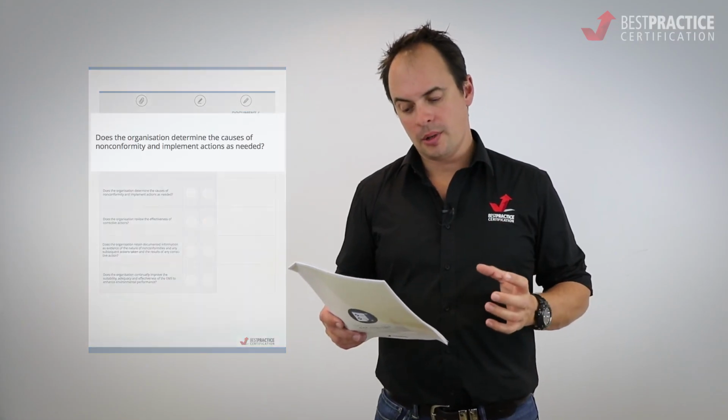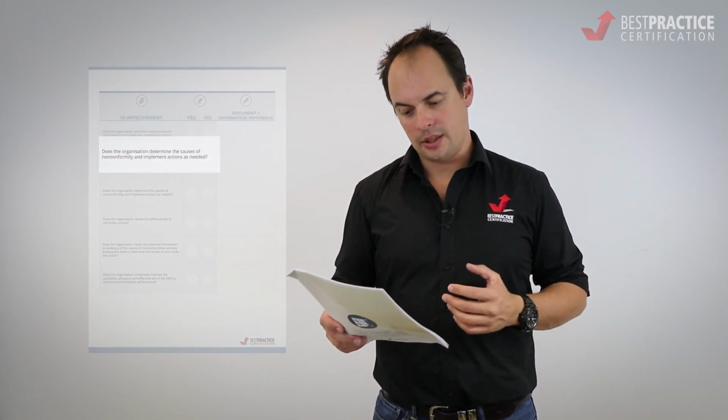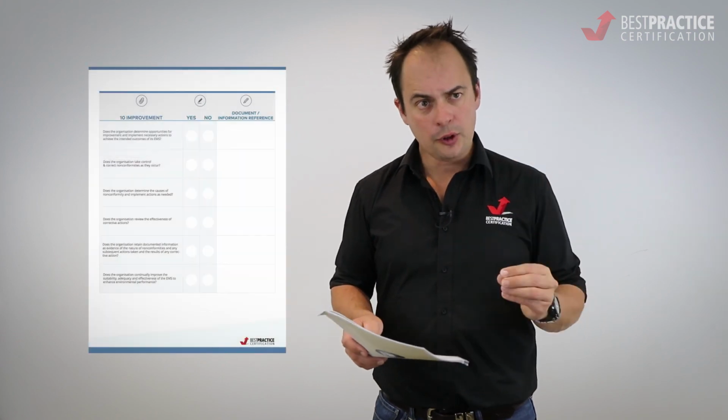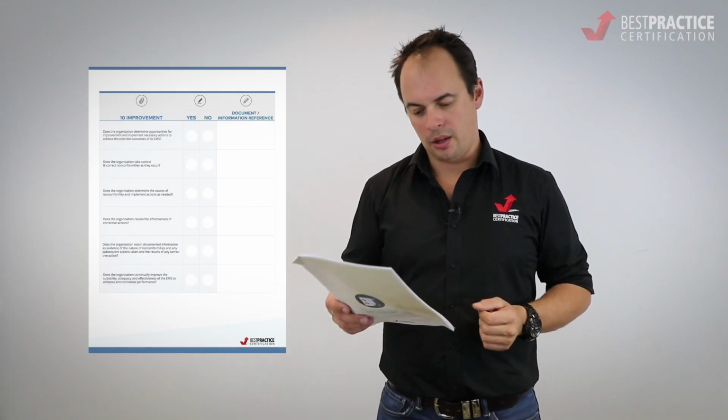Does the organisation determine the causes of nonconformity and implement actions as needed? Does the organisation review the effectiveness of the corrective actions? If you fix something, did it happen again? What's the trends analysis? Is this something that's always happening? It's asking those questions, and it's saying, how are we correcting this? And are the corrections, the fixes, the patches, the band-aids, improving and maintaining our performance, or is it always happening? If it's always happening, a deeper root cause analysis is required, and more importantly, more robust controls to prevent it happening again in the future.